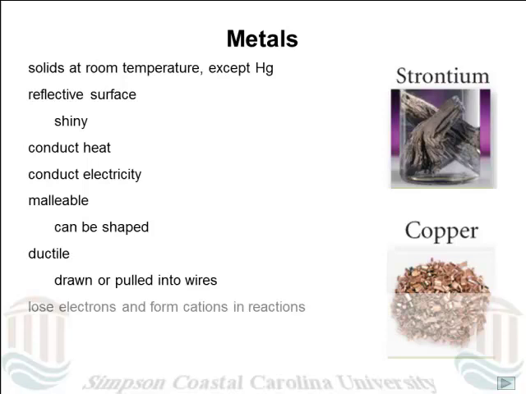Metals are going to lose electrons and form cations in chemical reactions. That's going to be important, especially when we get into naming. Metals make up a huge portion of the known elements. About 75% of the known elements are metals. Typically, when we look at a periodic table, the metals are going to be on the left-hand side, and the most metallic is going to be on the lower left-hand of the periodic table.